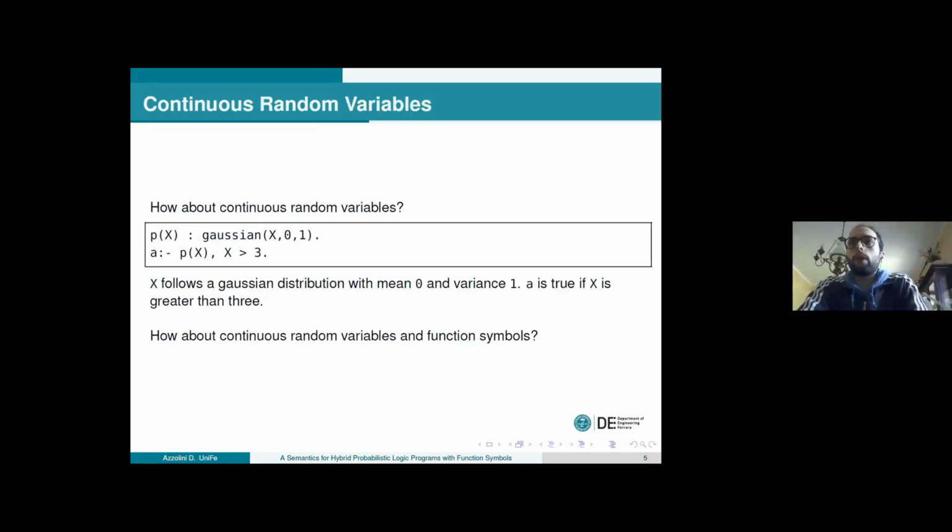However, some programs may also have continuous random variables. For example, in the first line, the variable X follows a Gaussian distribution with mean 0 and variance 1. Then if we query A, the probability of A is given by the probability of X being greater than 3. But what happens when we use continuous and discrete random variables together with function symbols?